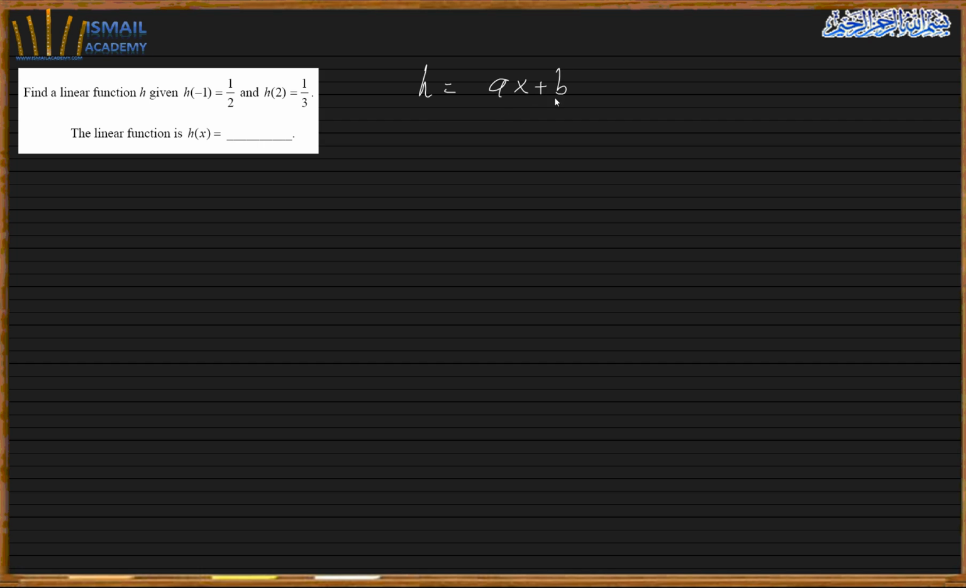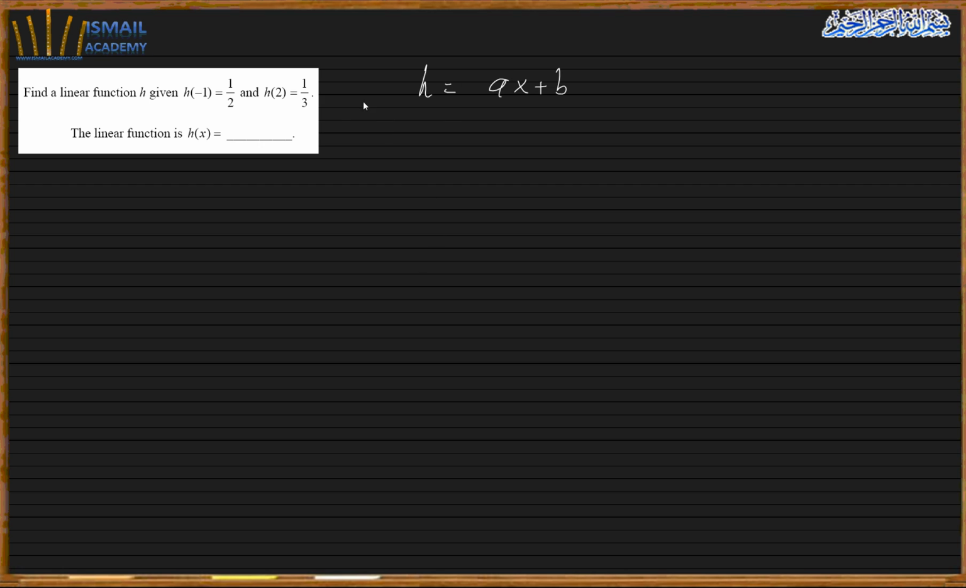As you see here, we have 2 unknowns. When we have 2 unknowns, that means you have to create a system of equations with 2 equations, because you have 2 unknowns. If you have 2 unknowns, you need to create a system of 2 equations. If you have 3 unknowns, you need to create a system of 3 equations.